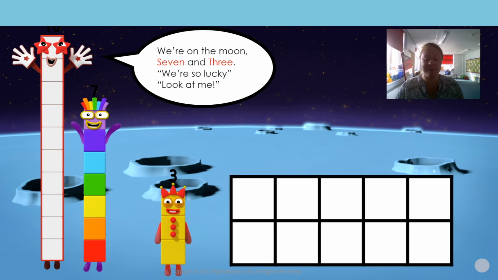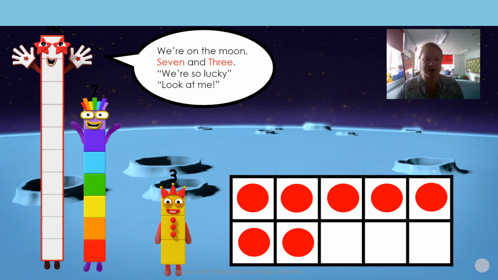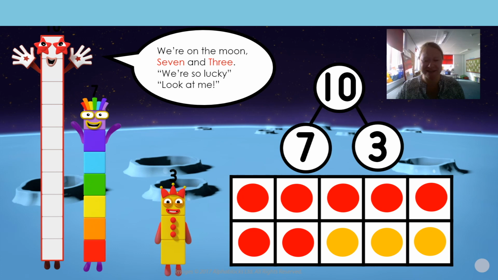Here's our tens frame, ready to fill it up. There we go. 5 and 2 more is 7. And our space for the 3 yellow ones. Good. I bet you're really good now at guessing what the cherry model is going to look like. Have you got it in your head? There it is. Well done.